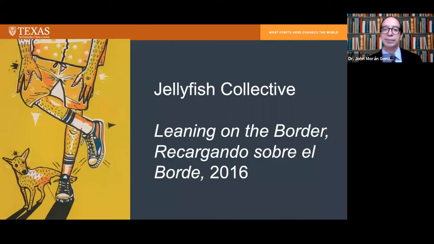The next piece I'd like to dwell upon is a very contemporary piece, much closer to our own moment, of the Jellyfish Collective, called Leaning on the Border, Recargando sobre el borde. This is a very pop artish piece, which depicts someone leaning against an unseen wall with one foot while a dog urinates on the other. And the humorous suggestion here is that we often fail to notice how the border and the dog's actions are actually interrelated, right? They both depict our common obsession with marking territory.